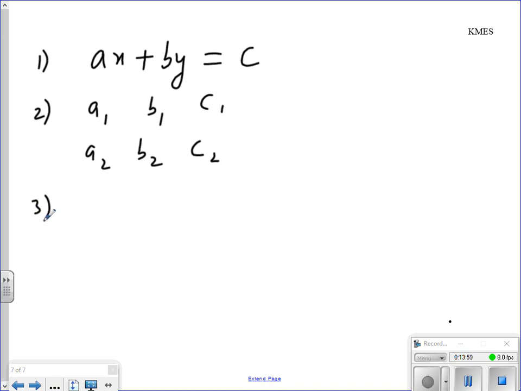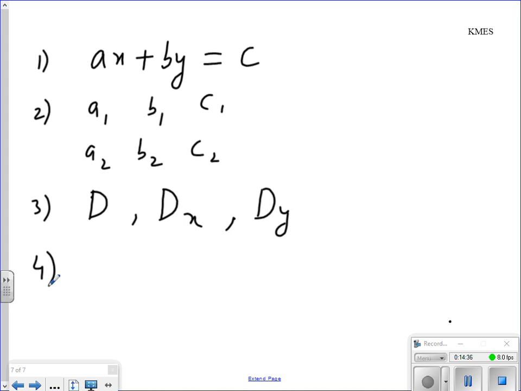Step number 3. After you have calculated or written down the values of a1, b1, c1 and a2, b2, c2, you have to find the value of three determinants by the name D, the second determinant as Dx, and the third determinant as Dy. How to find these three determinants we'll discuss afterwards. Right now the step is find D, Dx and Dy.